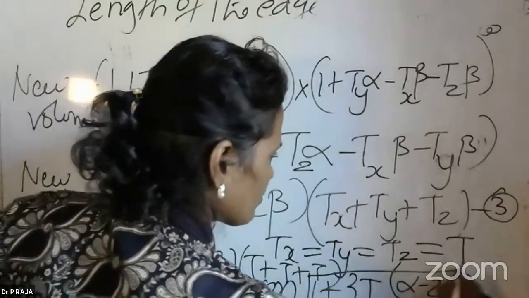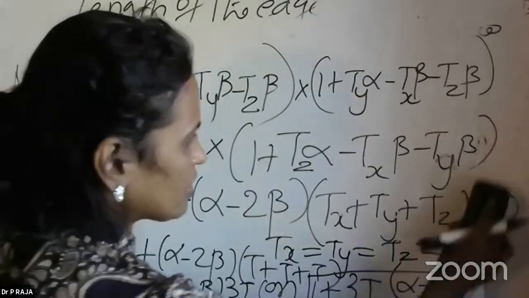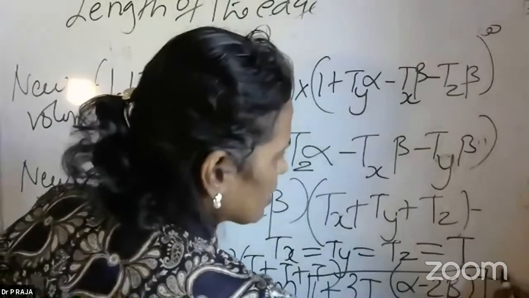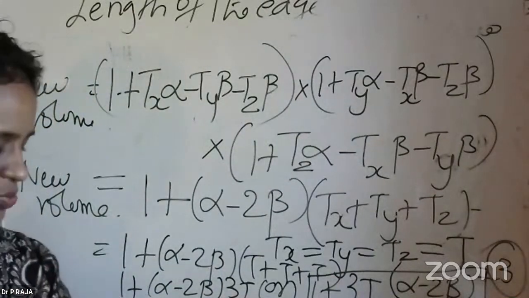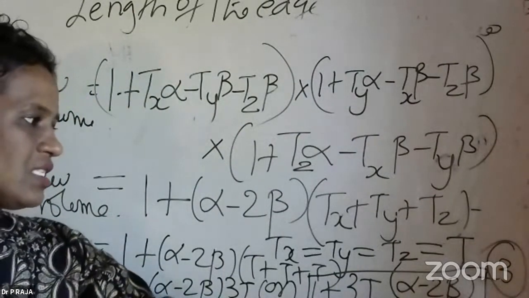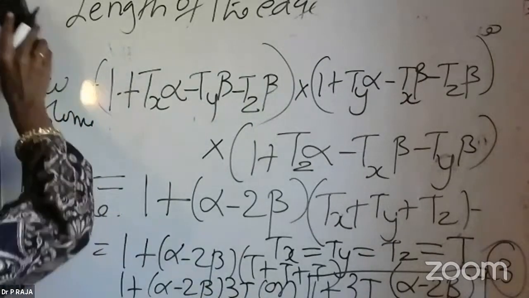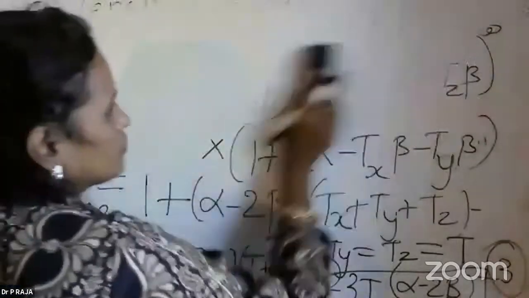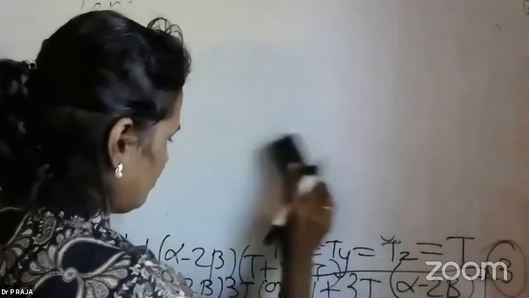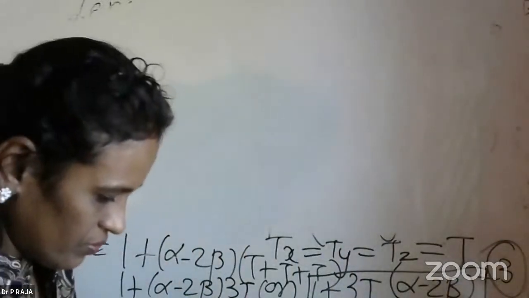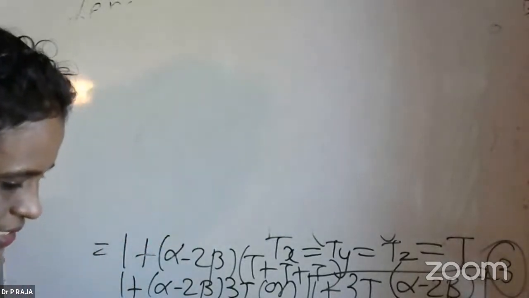Let me block this equation and put it as equation number 3. The new volume is going to be 1 plus 3t into alpha minus 2 beta. Now, this will be the increase in the volume of the cube.